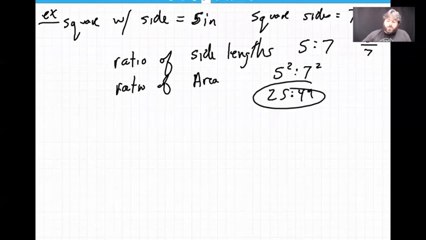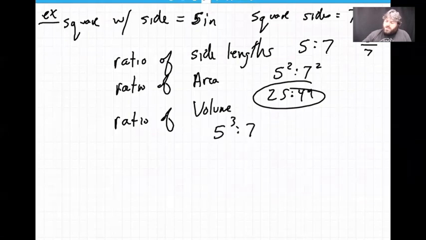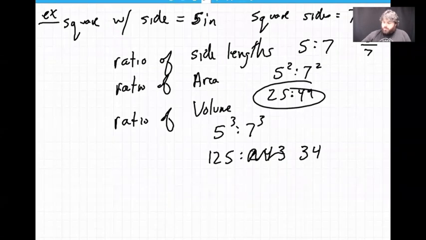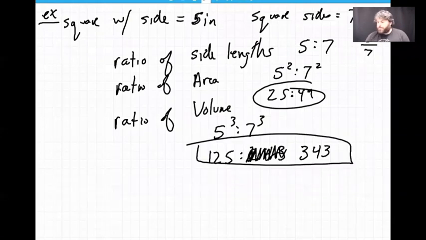Now let's say they're cubes instead of just squares. So what's the ratio of their volumes? Well, volume's three-dimensional. 5 cubed to 7 cubed. I don't think I did that right. Sorry, 7 cubed is going to be 343. That's what it is. So 125 to 343. That's the ratio of those volumes.